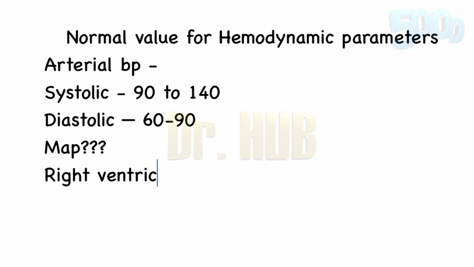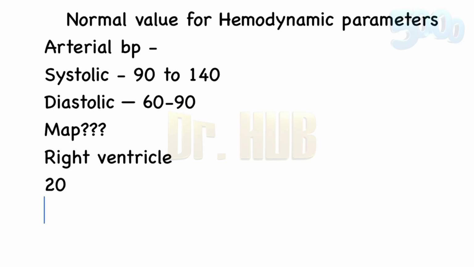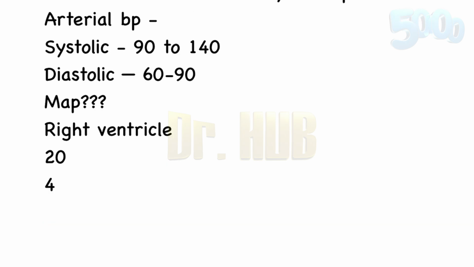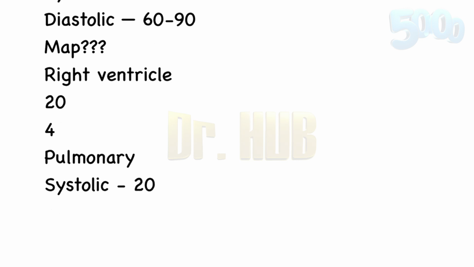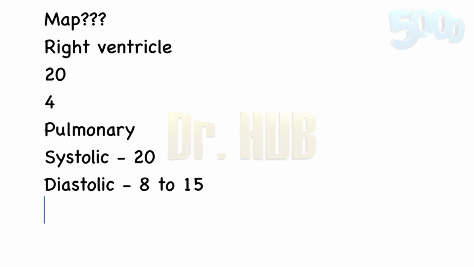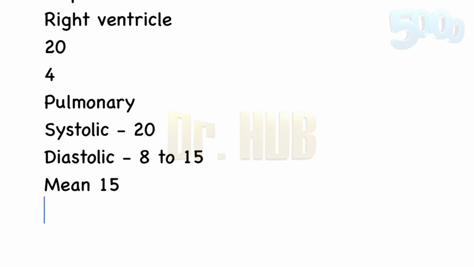Then looking at the left ventricle, the systolic is 15 to 25, averaging 20. The diastolic is 0 to 8, averaging about 4. Then comes the pulmonary artery, which has systolic and diastolic. The systolic in the pulmonary artery is 15 to 25, about 20. The diastolic is 8 to 15. The mean is 10 to 20, that is equal to 15.